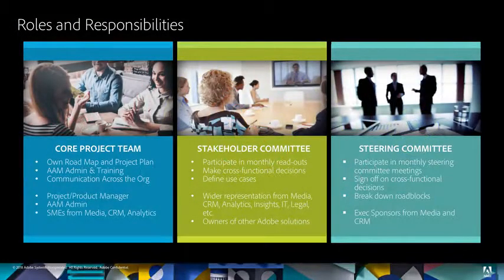So here's how those roles and responsibilities break out at a more tactical level. So what we often see is the core project team is owning the roadmap and the project plan. They're doing administration and training. They're helping communicate across the org. This is where your project and your product managers might sit. And you might have involvement with subject matter experts from the relevant teams using the DMP.